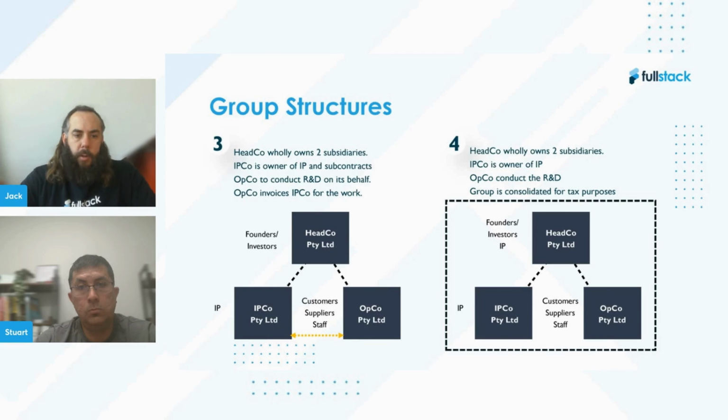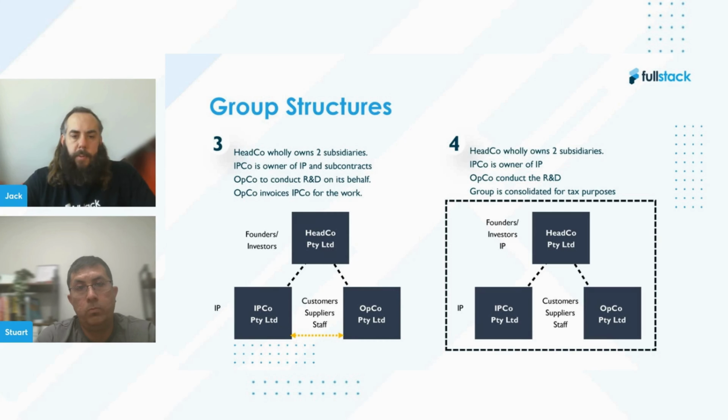The third example here is starting to get a little bit more complicated, but similar principle to number 2, where there are 2 subsidiaries. There's an IP entity and an operating entity. So again, just making sure that the costs are being borne by the IP entity. So the IP entity has a contract with the operating entity. The operating entity invoices the IP entity for the work being done, and the IP entity pays for that work being done.